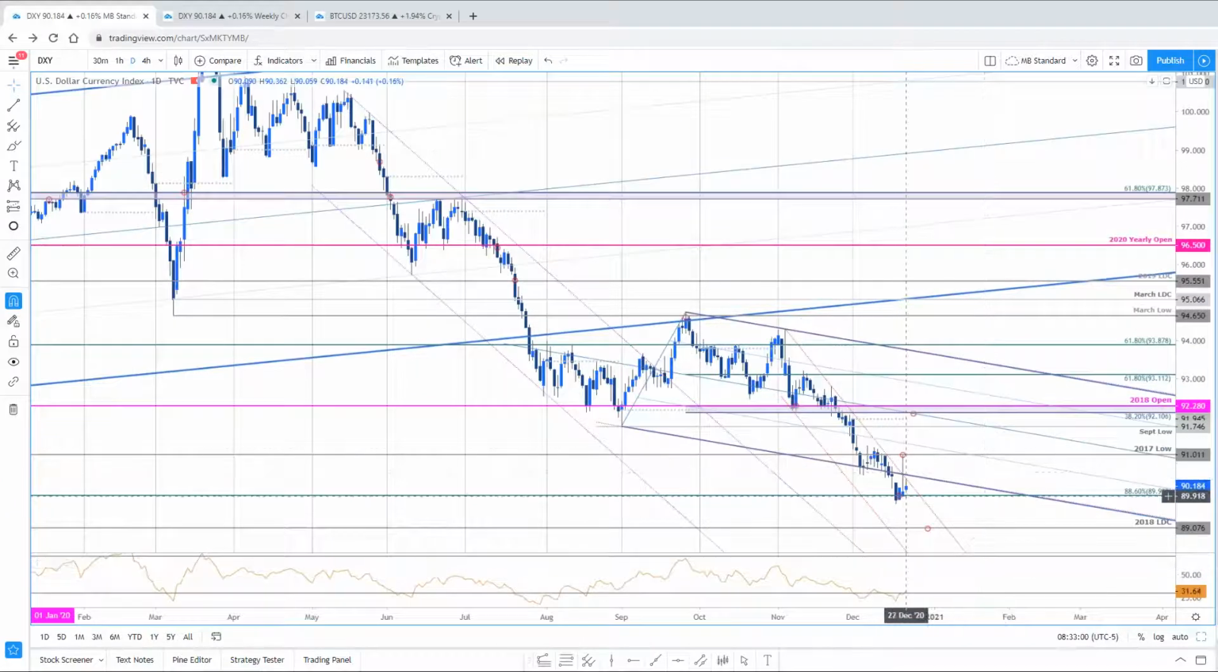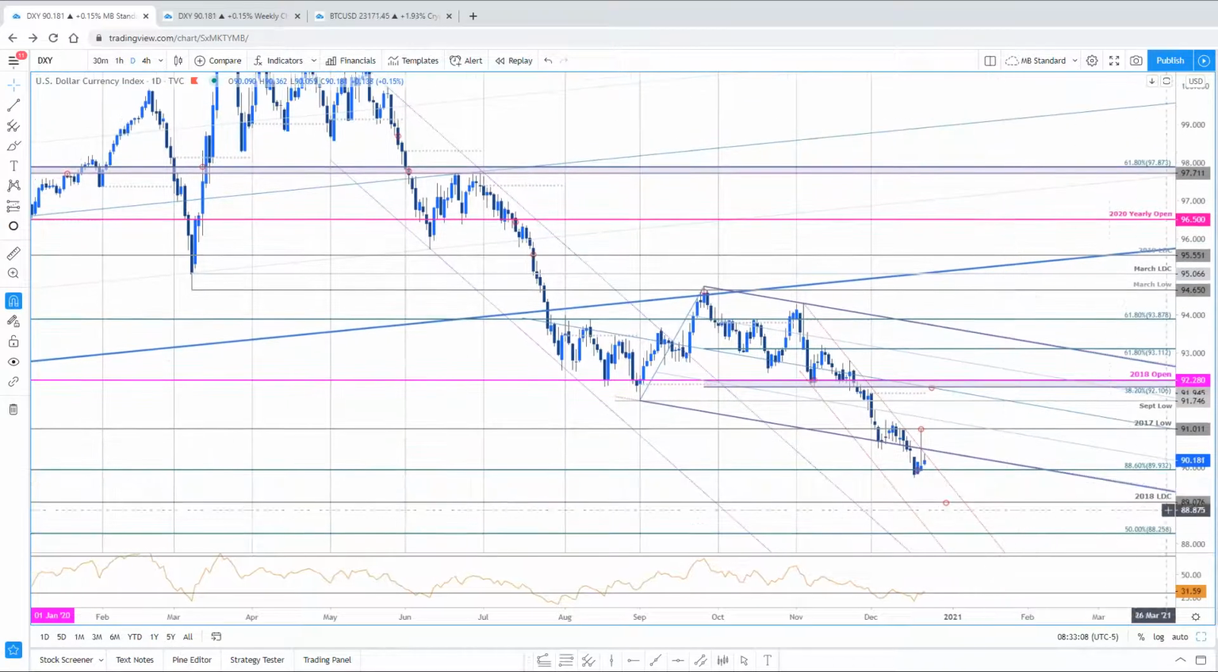So for the next 2 weeks, as we head into the open of 2021, basically the range break of this zone is what we're looking for. Downside break, like I said, 89 would be the 2018 low day close, and then 88.25. Bearish inval still at 92.28.